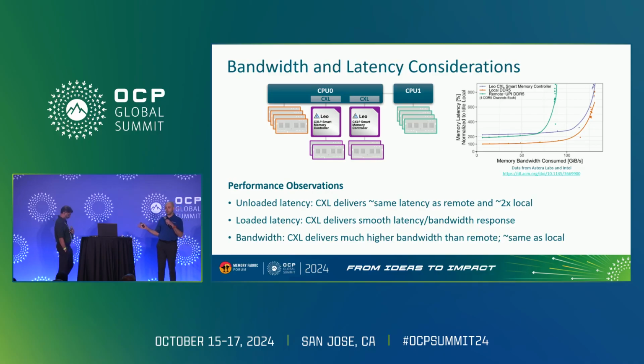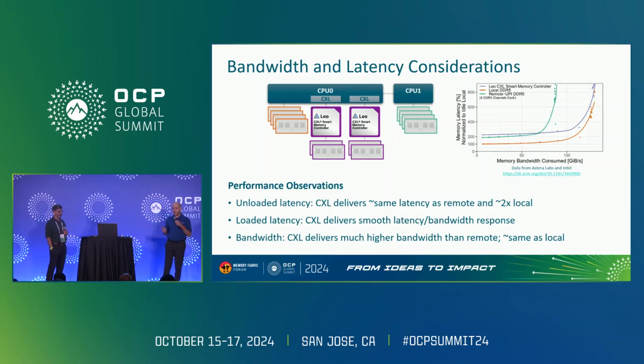As expected, the unloaded latency of CXL is approximately the same as remote memory, or about 2x that of local memory. The loaded latency is providing a smooth latency versus bandwidth response. Why is that important? As applications are running, you're going to hit different points of this curve. It's very important to have very predictable and consistent tail latencies so that you can have persistent application performance. As Samir was touching on earlier, latency sensitivity and bandwidth sensitivity can be all over the place. It depends on the application, and so you need to have consistent performance.